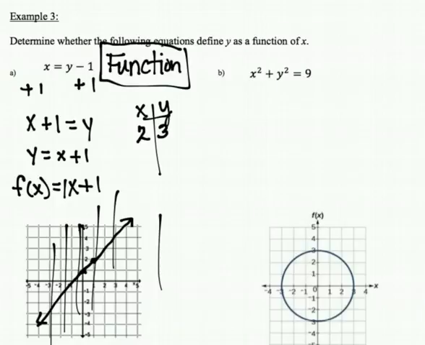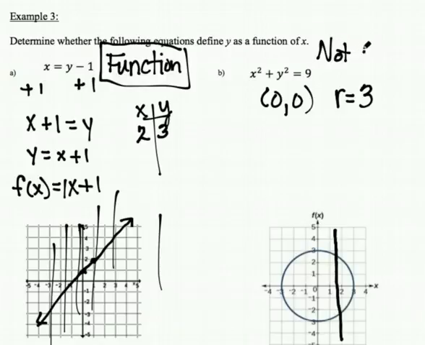Continuing on with example 3, we're going to do B. Notice there was a mistake on the screen previously, so your equation should be x squared plus y squared equals 9. Now, you might not recognize this equation, but this is the equation of a circle with a center at 0, 0 and a radius equal to 3. I already have it drawn down here, so I just want you to recognize that this is going to be a circle. Now, I can clearly see that this is not going to pass the vertical line test. When I draw a vertical line, I'm clearly passing through 2 points. So I know right off the bat that this is not a function.